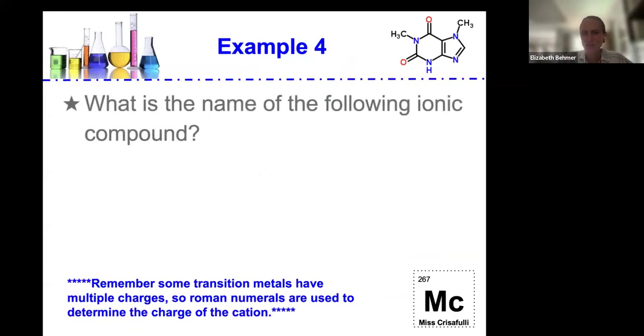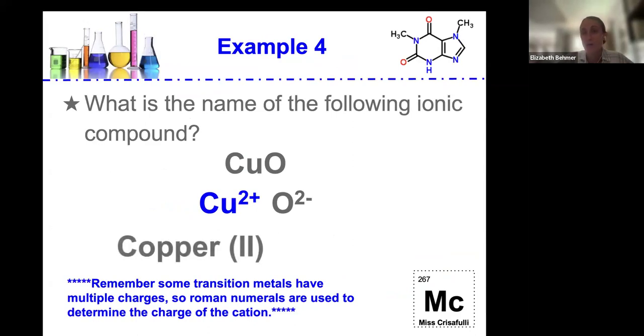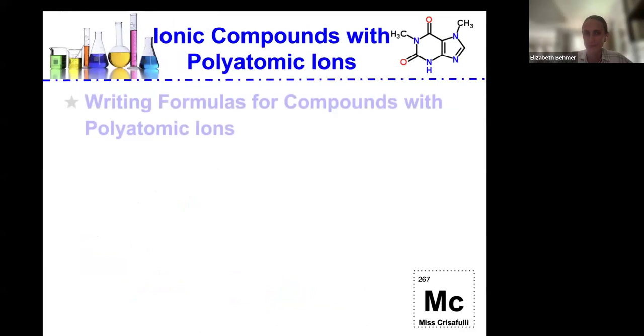Remember, some transition metals have multiple charges, so Roman numerals are used to determine the charge of the cation. So we have CuO, we have oxygen with a 2 negative charge and copper with a 2 positive charge because we can see that they've canceled out and been reduced to their lowest whole number ratio. So we have copper. We always want to put the parentheses, the Roman numeral II, to identify the charge of that cation, and oxide ending in -ide.